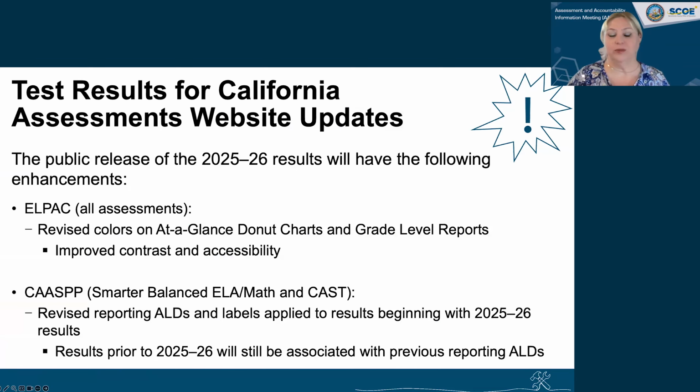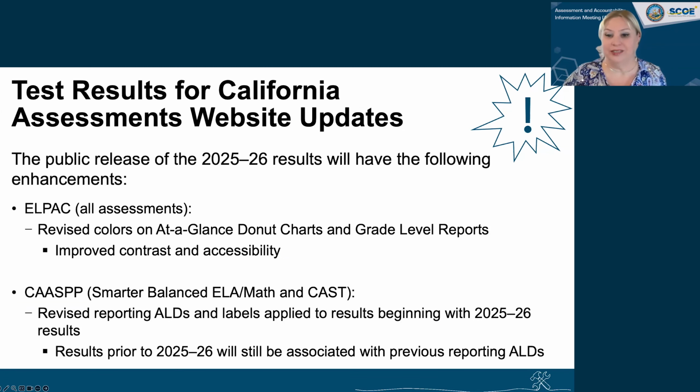In October 2026, alongside the public release of results, the Test Results for California Assessments website will also be updated with the following enhancements. For all ELPAC assessments, the colors on the donut charts on the at-a-glance pages and the grade level reports will transition to new colors that allow for improved contrast and accessibility.